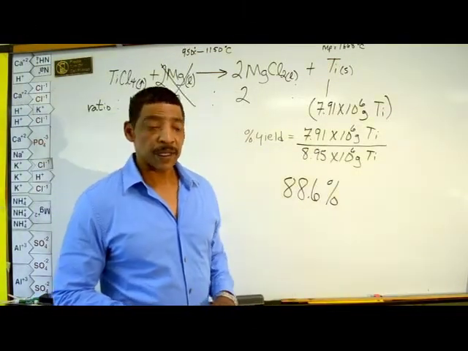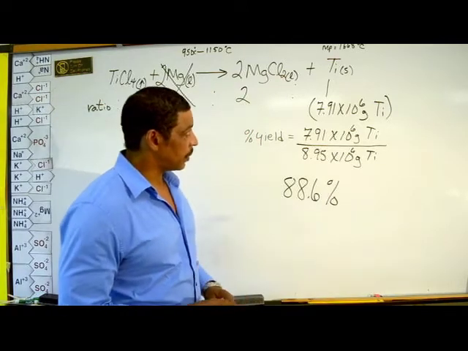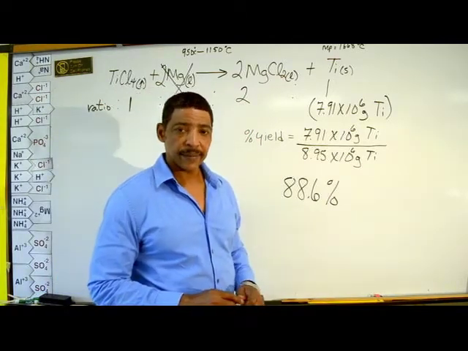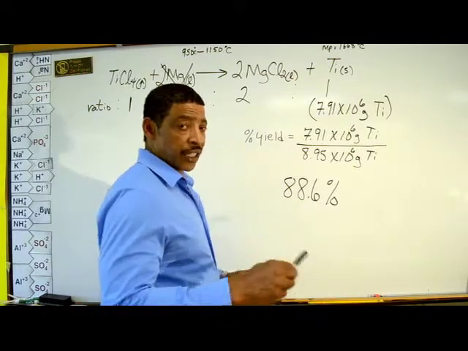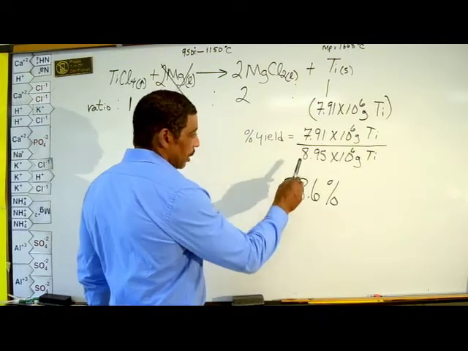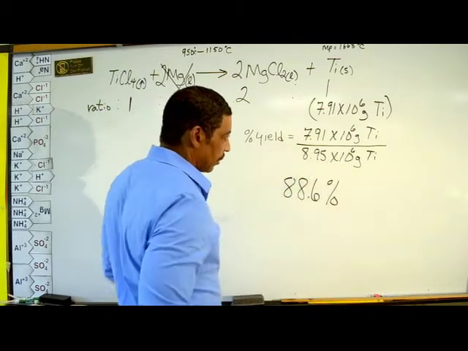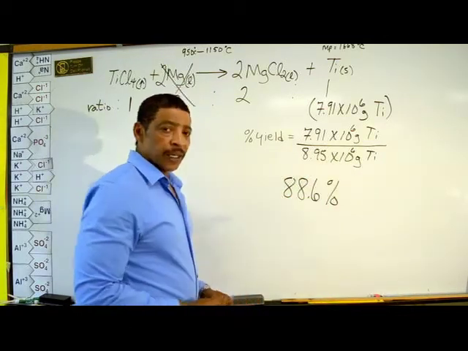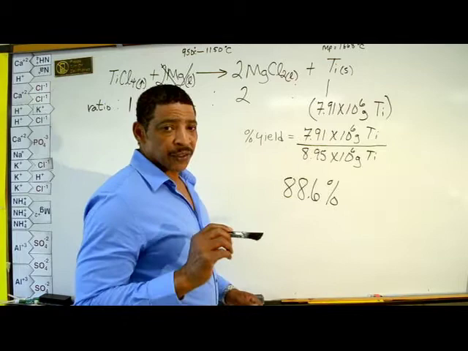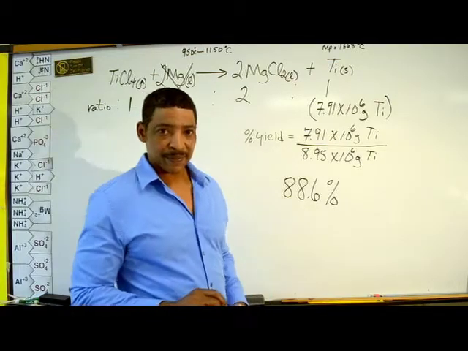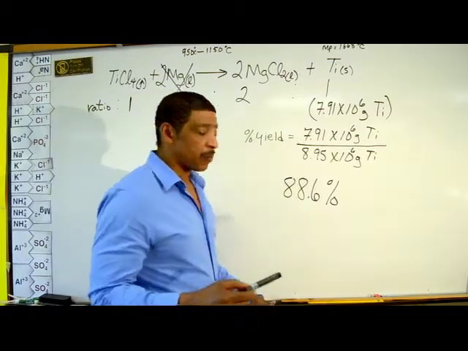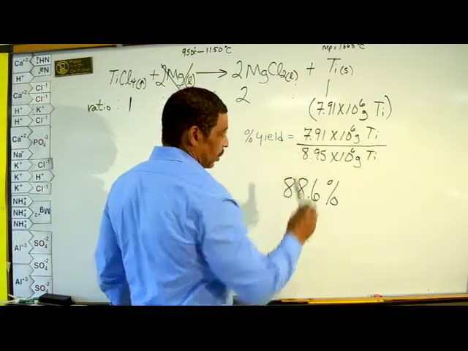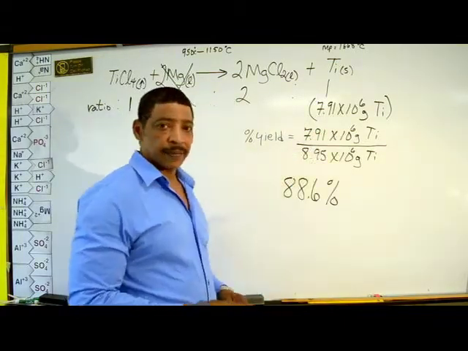Recall from the practice problem that we were asked to determine the percent yield of titanium, and we calculated that the theoretical yield, which was generated from a balanced equation, is 8.95 times 10 to the 6 grams. In the information, we were given that based on an actual experiment, the actual yield was found to be, for that particular experiment, 7.91 times 10 to the 6 grams of titanium.